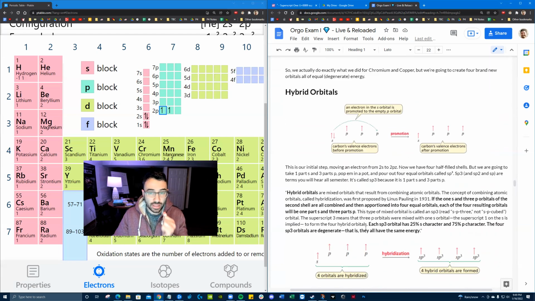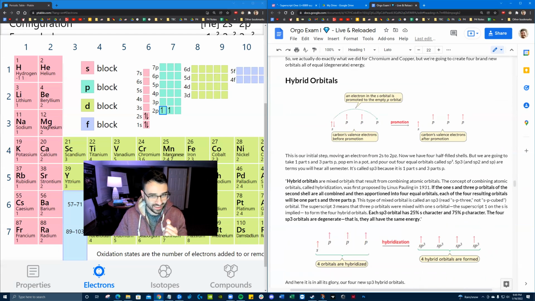So enter hybrid orbitals. What we see over on the left is also what we see on the right here. This is the 2s orbital, and there's 2 electrons. And these are our p orbitals, and we have 2 electrons, and this one's empty. So we are going to pull an s electron and put it into our p orbital. It's called promotion. So now we still have 4 valence electrons, but now each of these orbitals has 1 electron.